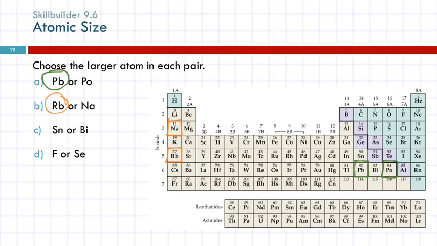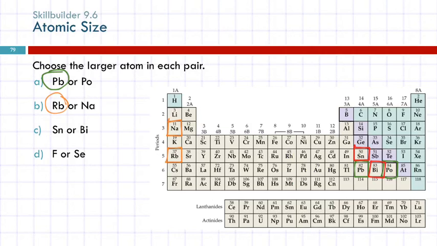Sometimes they'll give you diagonals, like this one I believe is a diagonal. So they're giving us tin and bismuth. As we're going across, we expect bismuth to be smaller, but as we're going down, we expect bismuth to be larger. We've got the trends conflicting, and I would expect you to say we can't tell.